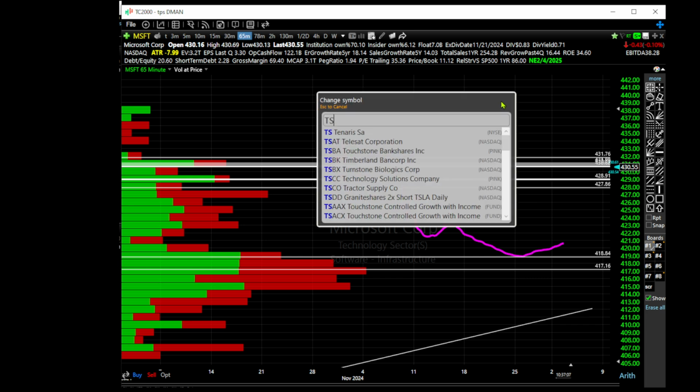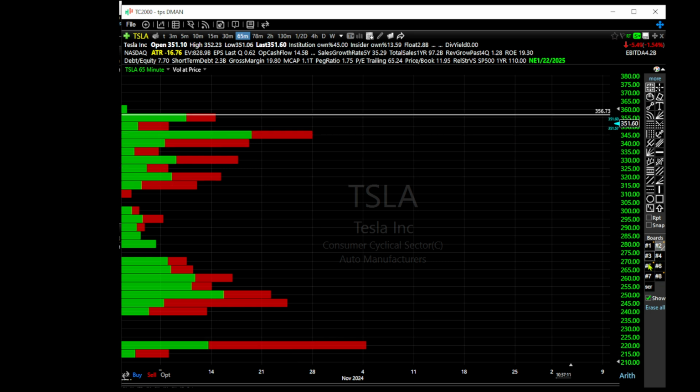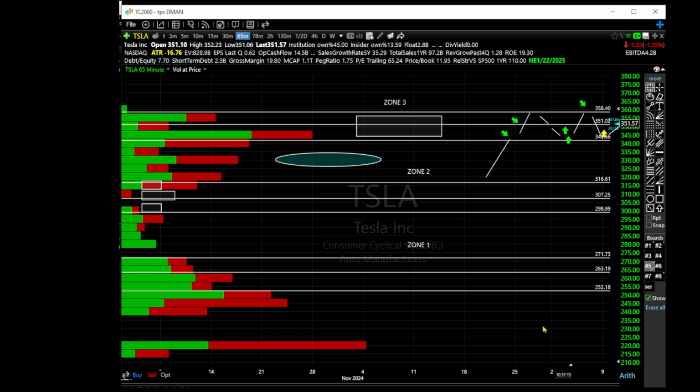What was this chart? Tesla? Was it Tesla? I don't know what I do with my drawings. Ah, there they are. Found them.